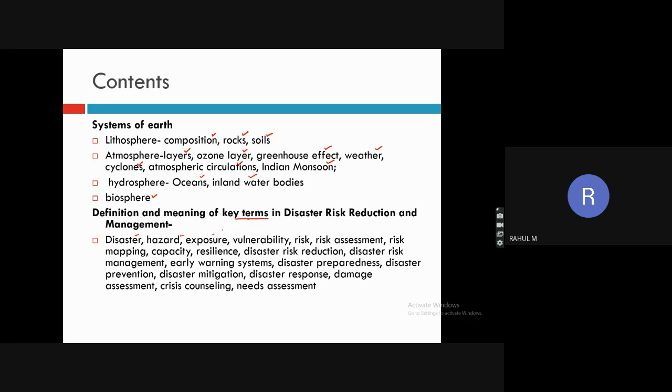For these terms in terms of disaster management, you need to clearly know their importance and their exact definition. Okay, resilience, disaster risk reduction, disaster risk management, early warning systems, disaster preparedness, disaster prevention, disaster mitigation, disaster response, disaster assessment, crisis counseling, and needs assessment. So all these terms we need to learn, along with their meanings, that means the exact definitions of all these terms, that you have to understand. Okay.